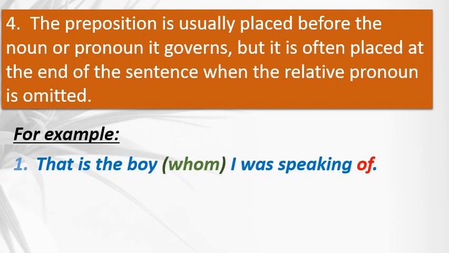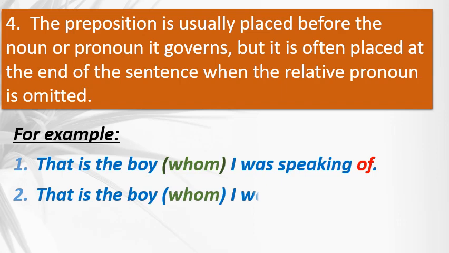So when this word whom, the relative pronoun, is understood and no need to write in the sentence, at that time we omit it. Fine. In this case we place the preposition at the end of the sentence. Same with another example also, that is the boy whom I was speaking about.